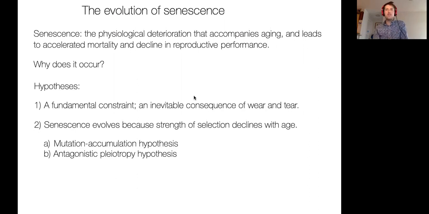And you might think that, well, it's just what happens. It's an unavoidable, inevitable consequence of wear and tear. But we actually have lots of evidence that senescence is a thing that evolves. The basic idea underlying the mutation accumulation and antagonistic pleiotropy hypotheses is that the strength of selection declines with age. And so that can lead to the evolution of senescence.